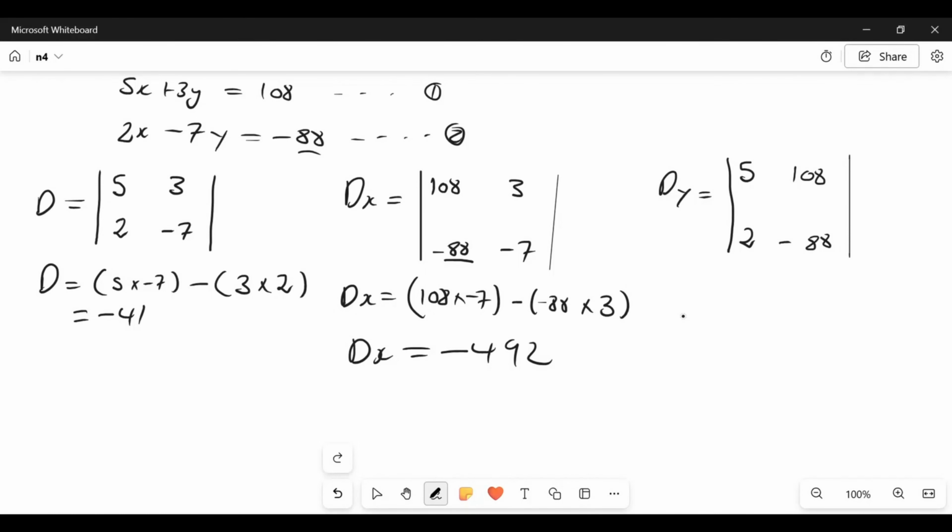There we go. So from there, we calculate dy. dy is going to be equal to, we multiply the first entry, which is 5, with the last entry, which is negative 88, right? Minus.